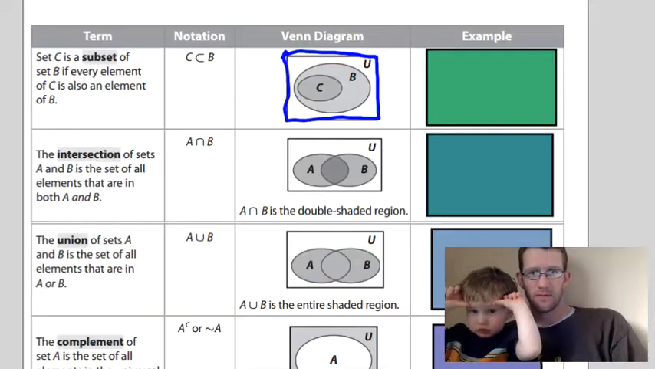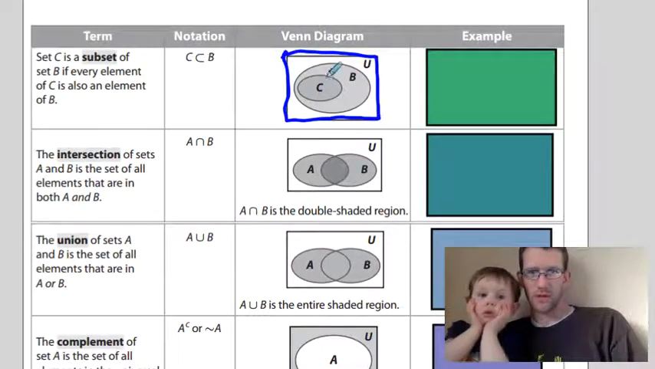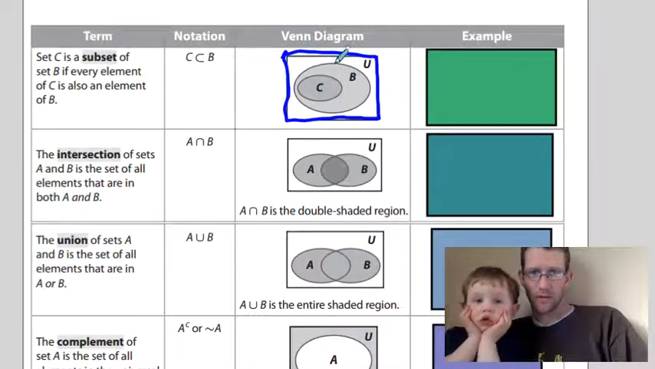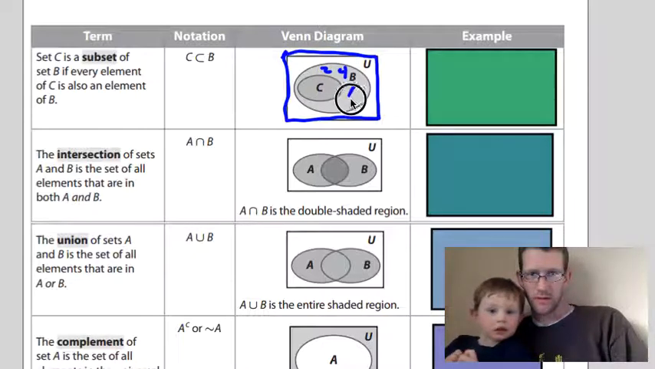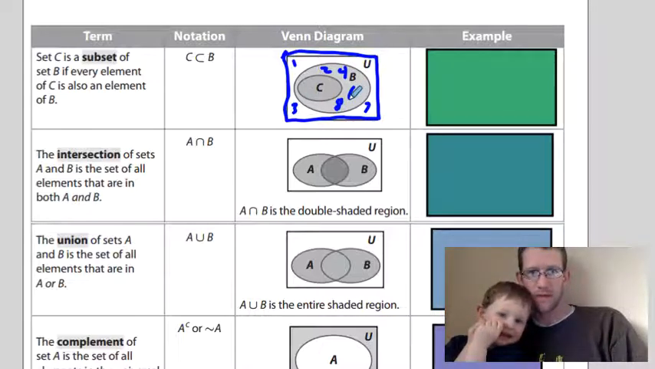2, 4, 6, 8. So 2, 4, 6, and 8 all fall within here. If I made this a really big one, I could put 2, 4, 6, 8, all within set B. All the other numbers like 1, 3, 7, etc. are going to be outside of set B.